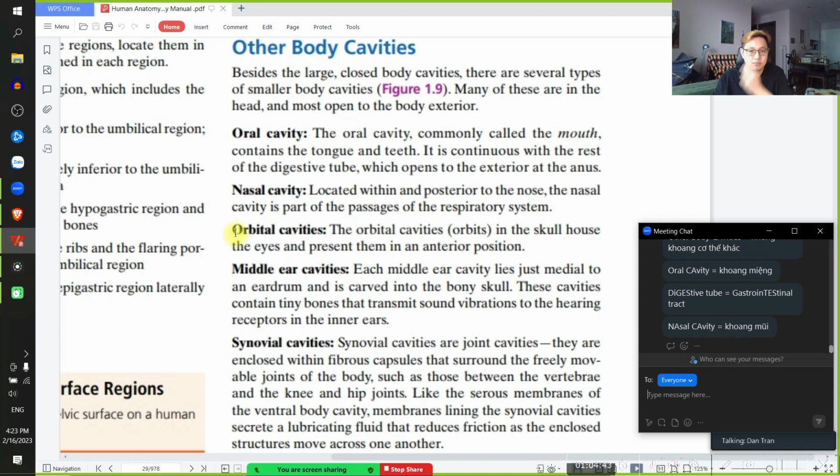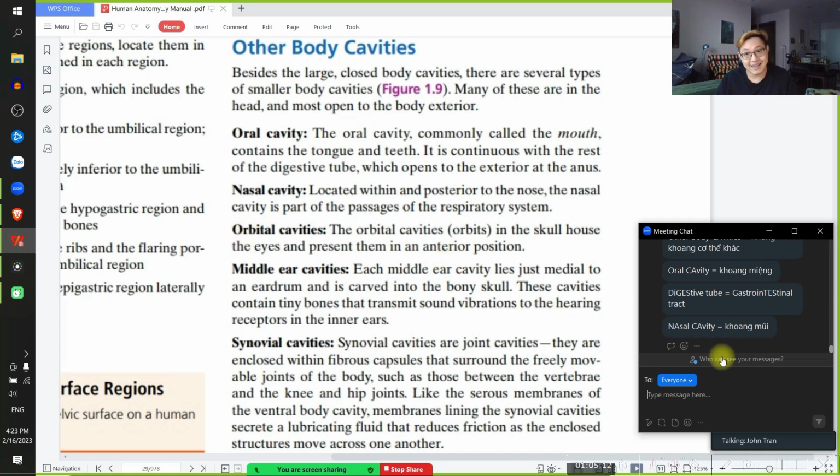Okay. That's why they say the nasal cavity is part of the passages of the respiratory system. Đó là lý do tại sao người ta nói là khoang mũi là một phần của những cái đoạn. Passage here means like the roads or the sections, những cái phần cái đoạn của cái hệ hô hấp.